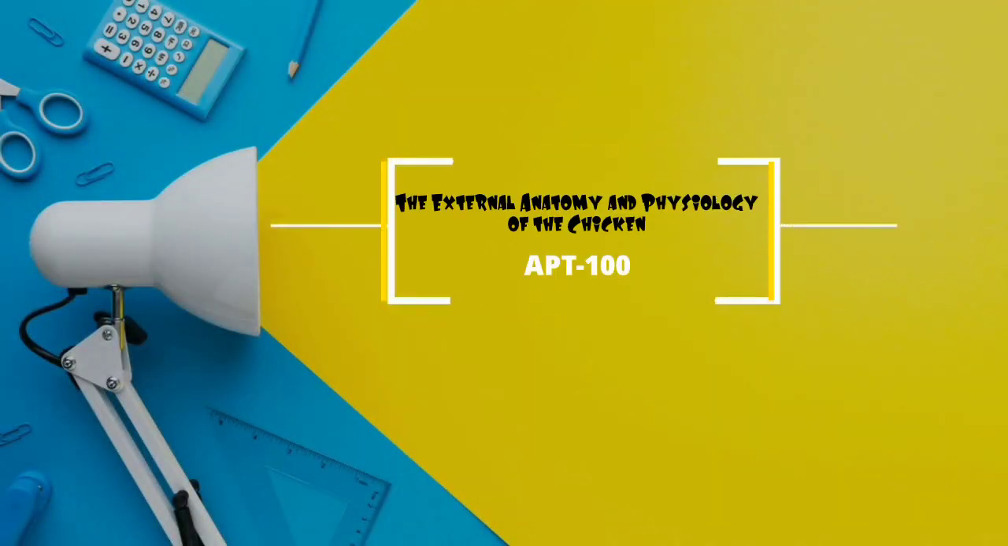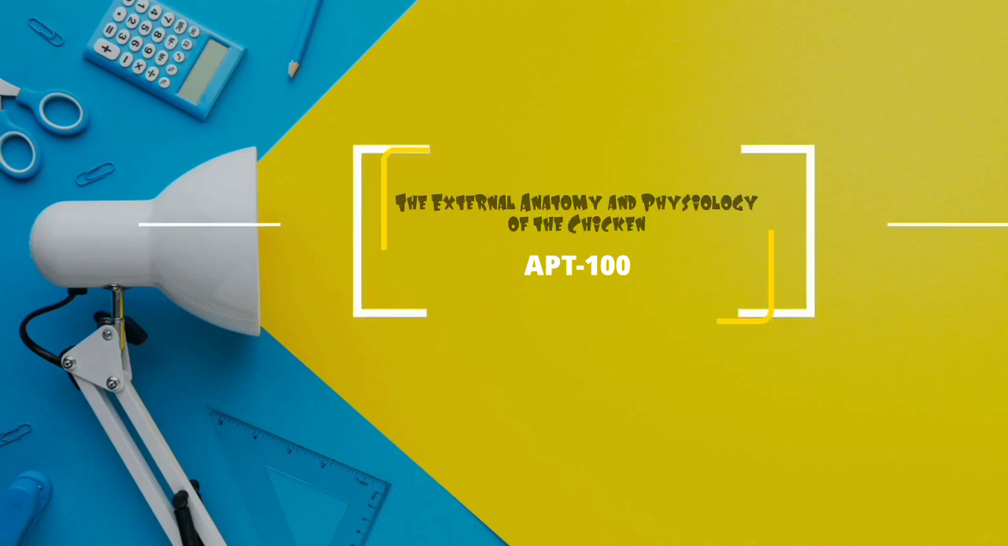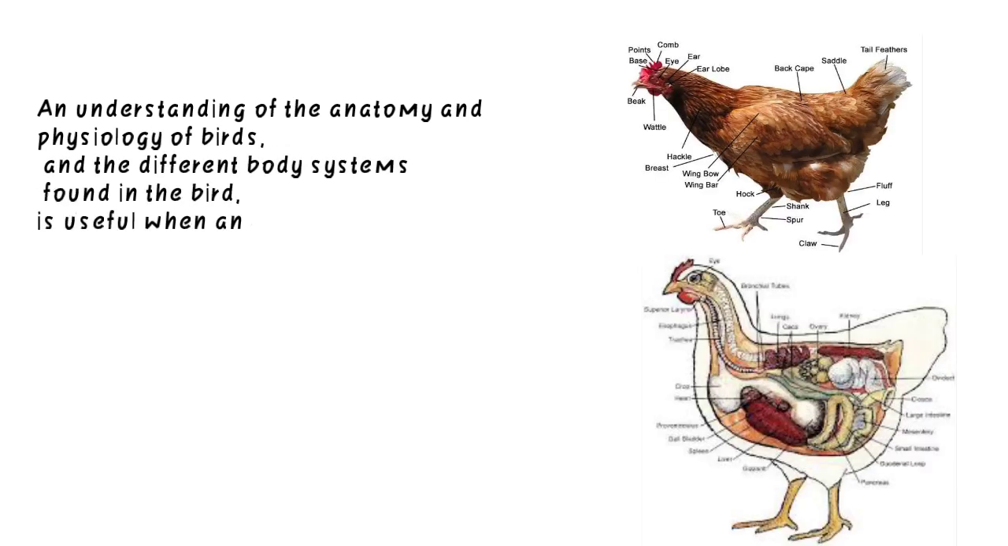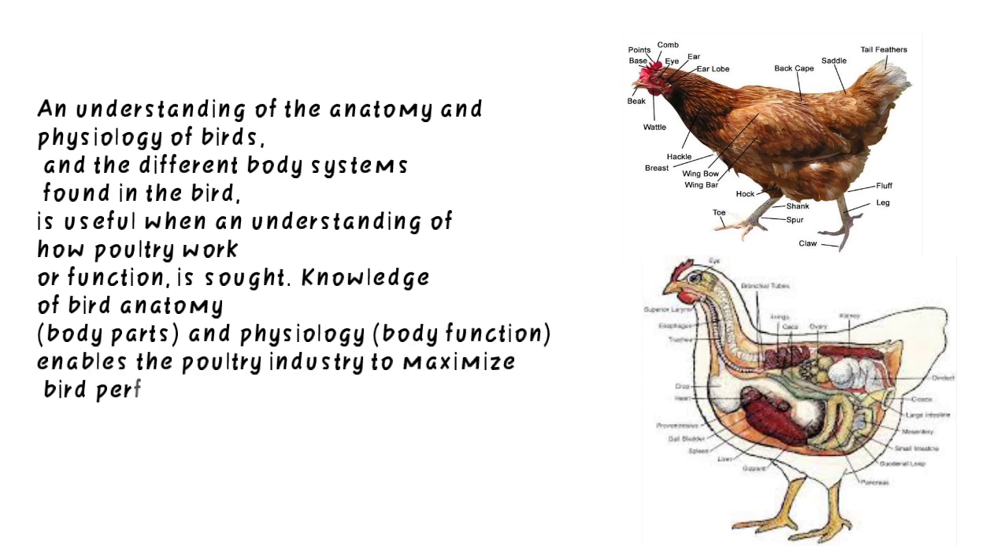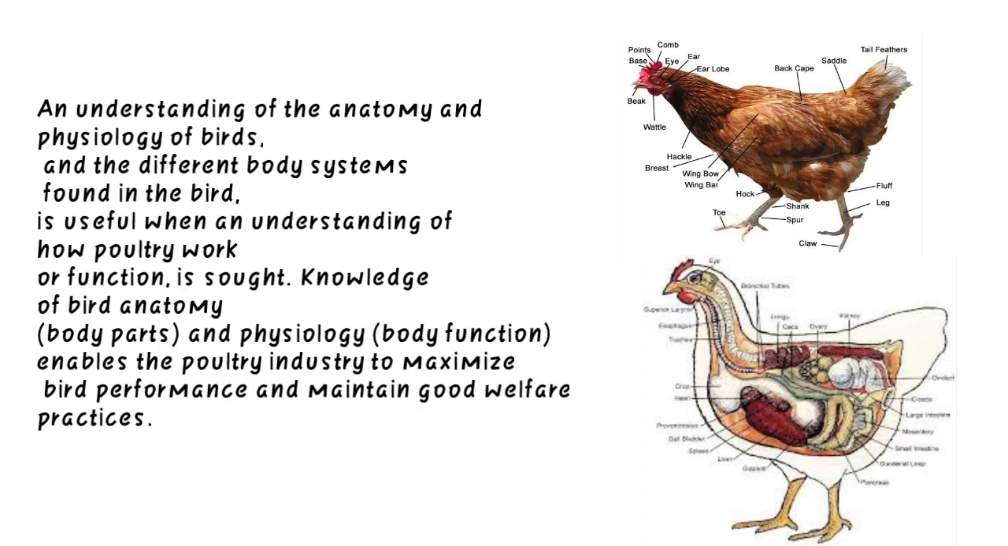The external anatomy and physiology of the chicken. An understanding of the anatomy and physiology of birds and the different body systems found in the bird is useful when an understanding of how poultry work or function is sought. Knowledge of bird anatomy or body parts and physiology or body function enables the poultry industry to maximize birds' performance and maintain good welfare practices.